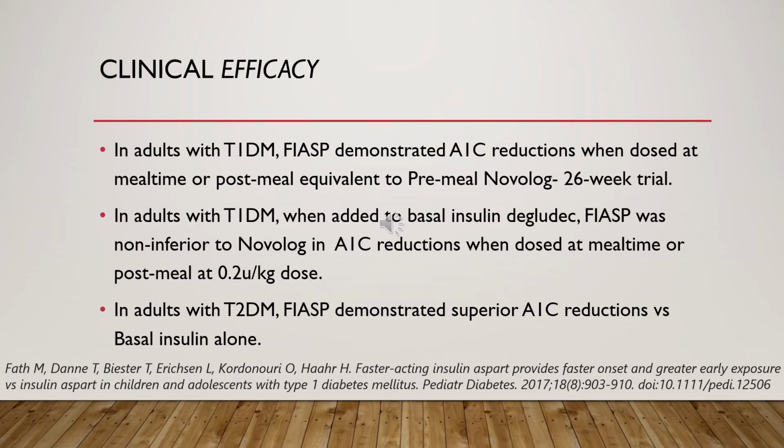Studies show that FIASP demonstrated non-inferiority with respect to A1C reductions when compared to Novolog, even when administered during mealtime or post-meal. FIASP also was non-inferior when added to basal degludec in A1C reductions when dosed with multiple dosing options. In adults with type 2 diabetes, FIASP demonstrated superiority in A1C reductions when compared with basal insulin alone.